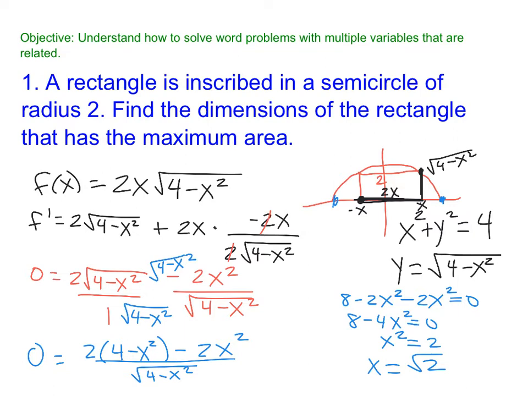So let's see. What is it asking for now? Find the dimensions. So the dimension would be 2 root 2. And then the height, if I plug in root 2 here, that ends up just being root 2. So then the area would just be 4.